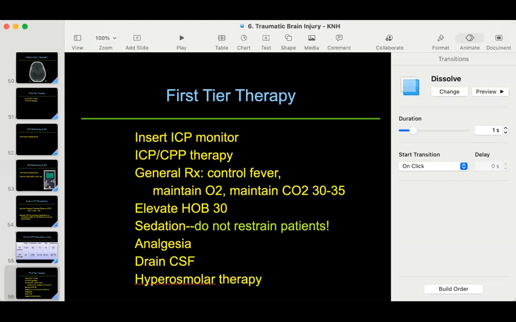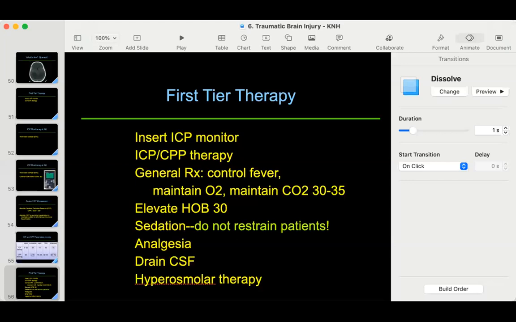The dose for mannitol is usually 0.25 to 1 gram per kilo: in adults 0.5 to 1 gram, in children 0.25 to 1 gram. And how you calculate: every 100 mils of mannitol has 20 grams. So that whole bottle has 100 grams because it's 20%.